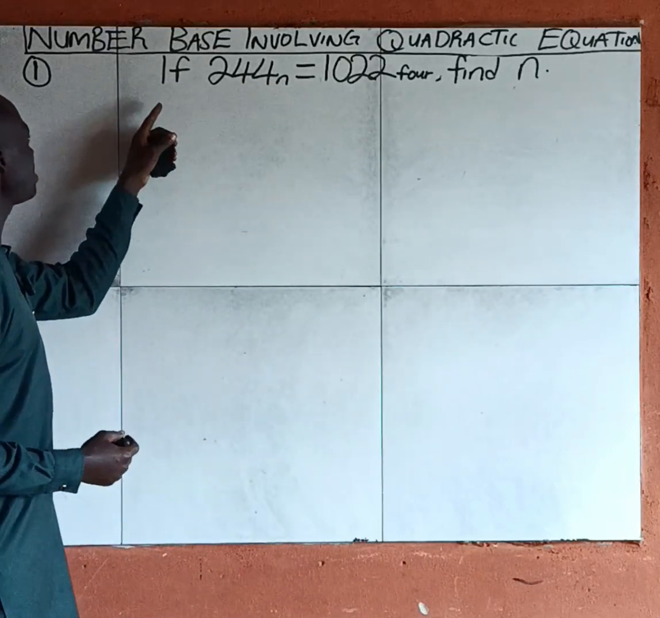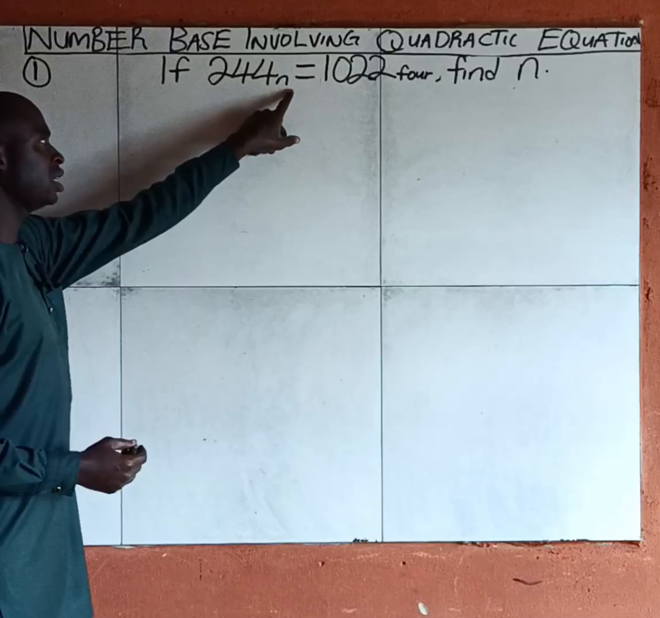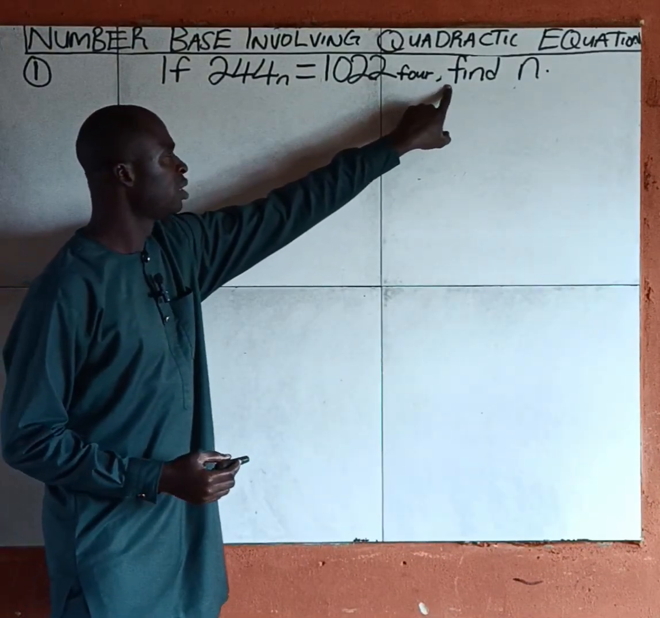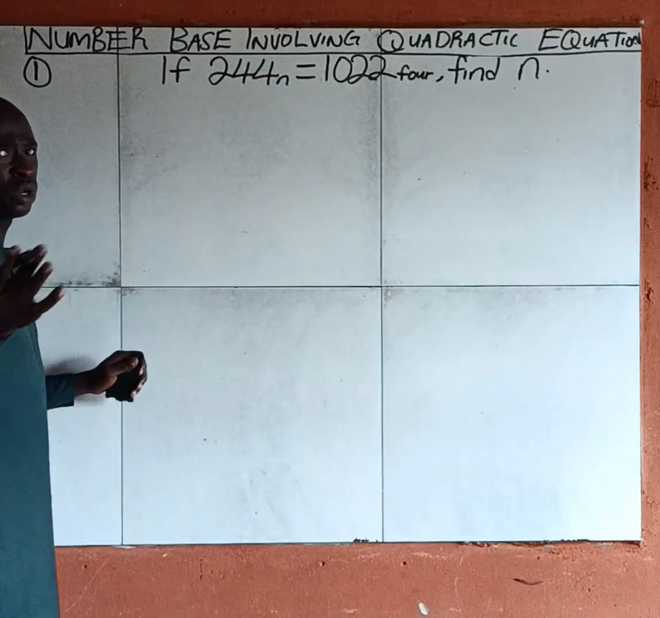Now for question number 1, it says if 244 base n equal to 1022 base 4, find the value of n. Now this is how we normally solve it.